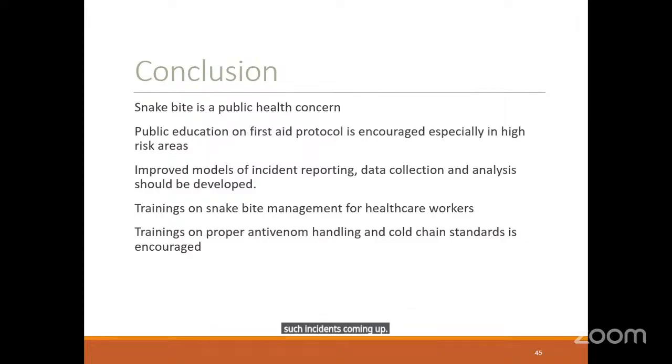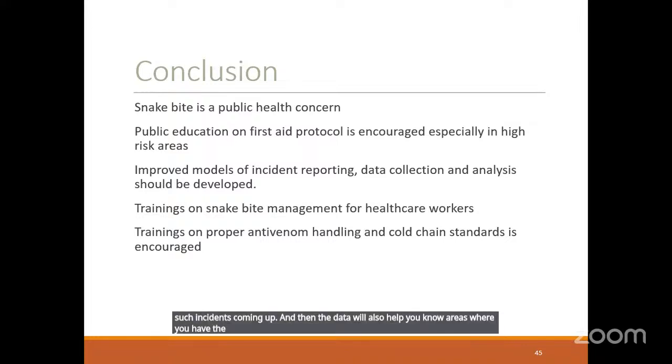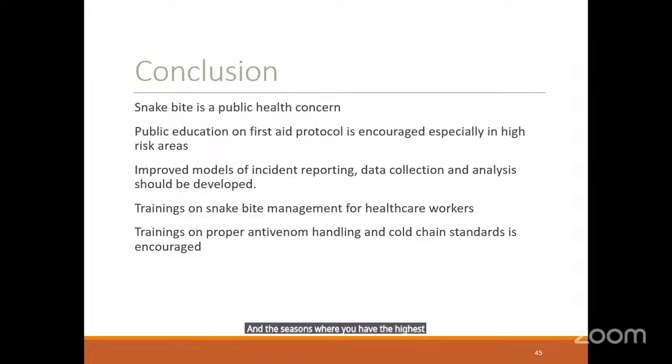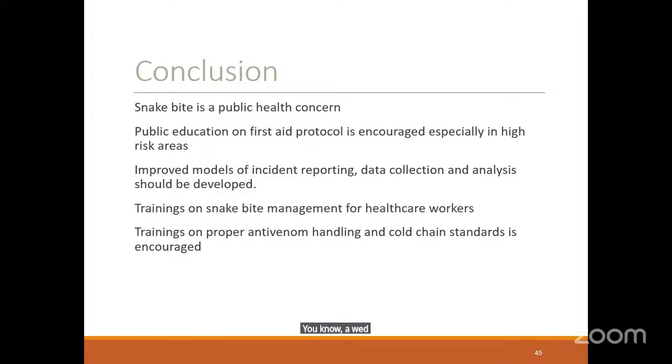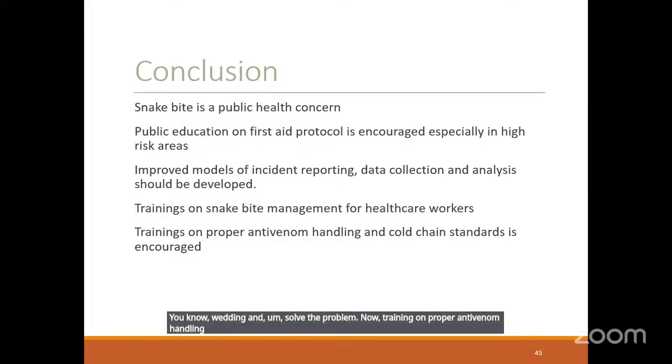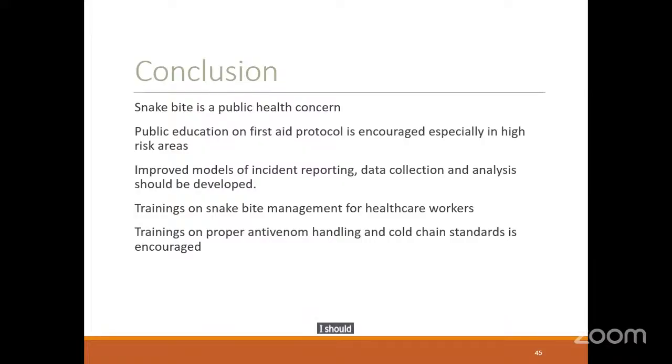And then the data will also help show areas where you have the highest occurrence of snake bites, the seasons when you have the highest occurrence, and centers where you have challenges, and then you know how to wade in and solve the problem. Now, training on proper antivenom handling and cold chain is standard and should be encouraged.